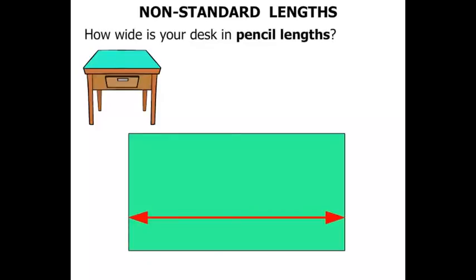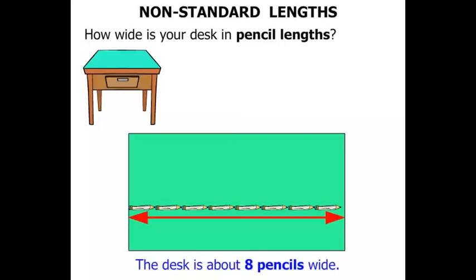Now, how wide is your desk in pencil lengths? So this time we're going to use pencils. Let's count. 1 pencil, 2 pencils, 3 pencils, 4 pencils, 5 pencils, 6 pencils, 7 pencils, 8 pencils. I don't think we'd fit another one in, would we? So we can say that the desk is about 8 pencils wide. We'll use the word about because we'll probably never get exactly.